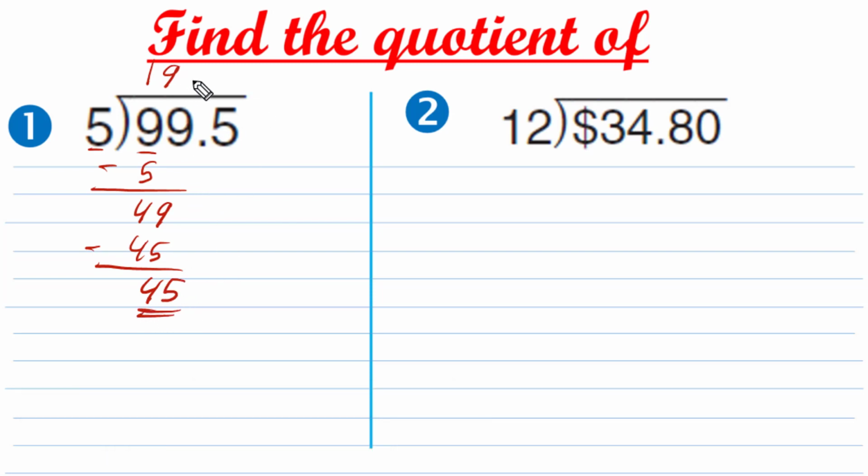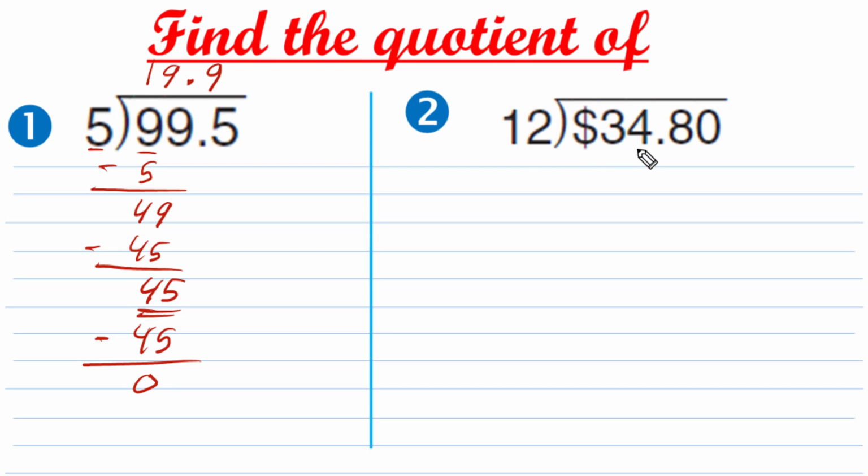But don't forget, guys, to insert the decimal point in the quotient. 45 divided by 5 equals 9. 9 times 5 equals 45. Draw a line and subtract, it will be 0. Now the quotient will be 19.9.